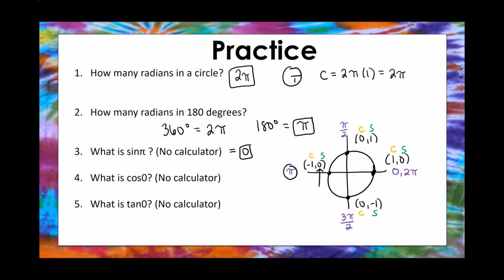What's cosine of 0? I'm going to go right here because I've got 0 radians, and so that is going to be equal to 1. And tangent of 0, of course, we know tangent is equal to sine over cosine. So I'm going to go right here, okay, and I'm going to do sine over cosine. In this case, we've got 0 divided by 1. 0 divided by 1 is, of course, 0.